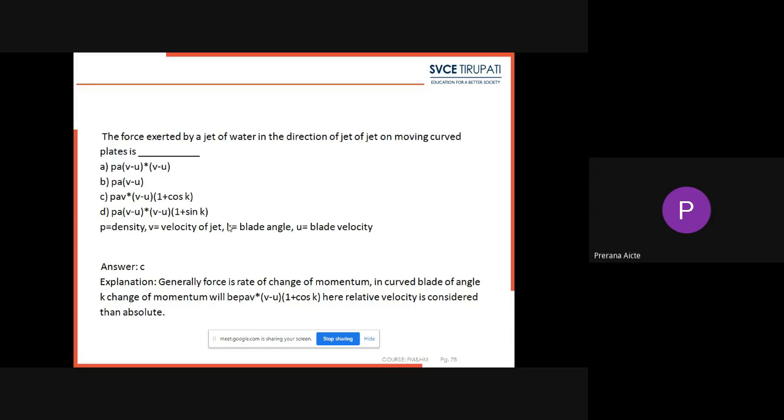Next one, the force exerted by a jet of water in the direction of the jet on a moving curved plate is rho A V into (V minus U) into (1 plus cos k). So generally the force is the rate of change of momentum. In a curved blade of angle k, the change of momentum will be rho A V into (V minus U) into (1 plus cos k). Here the relative velocity is considered rather than absolute velocity.